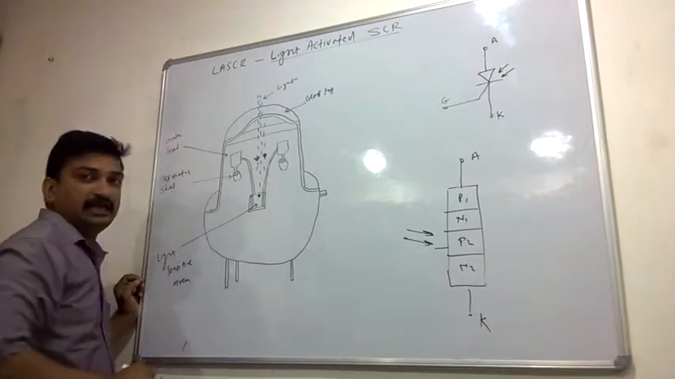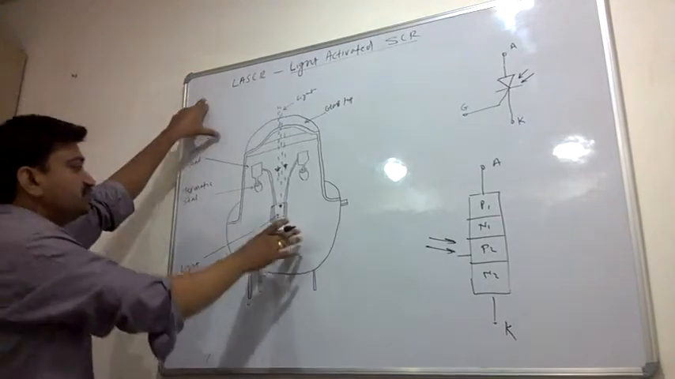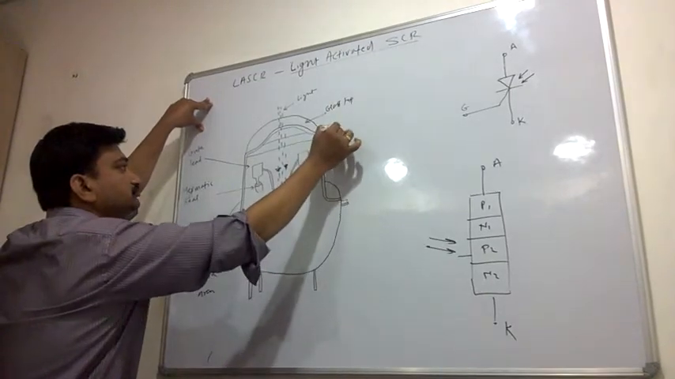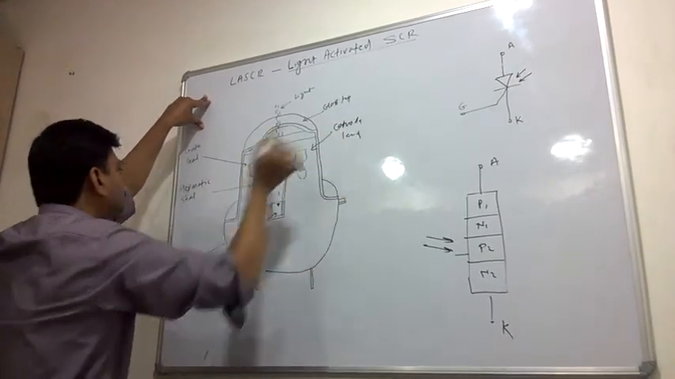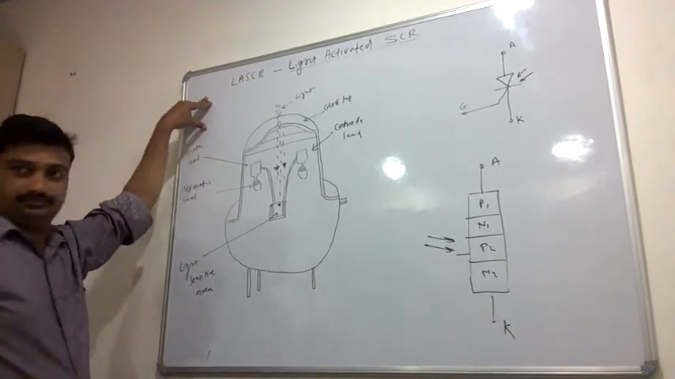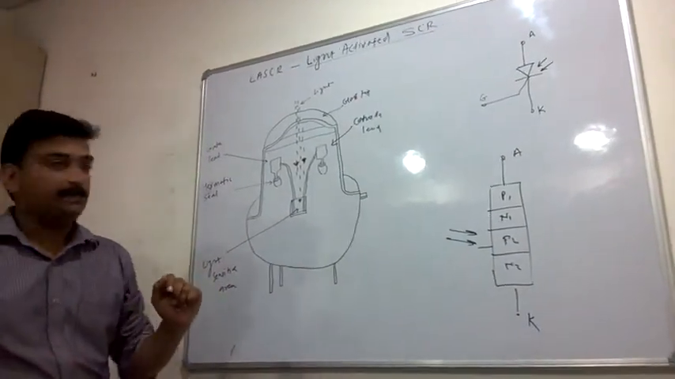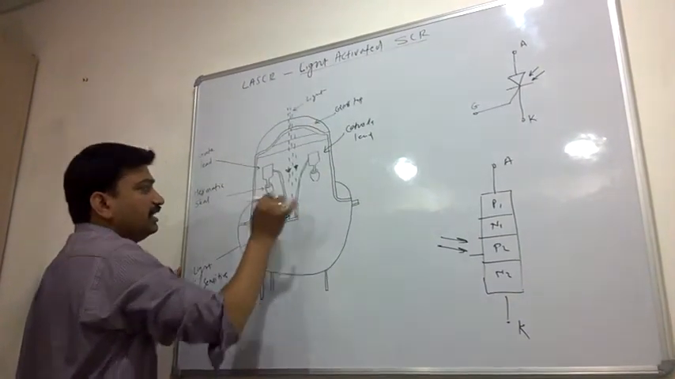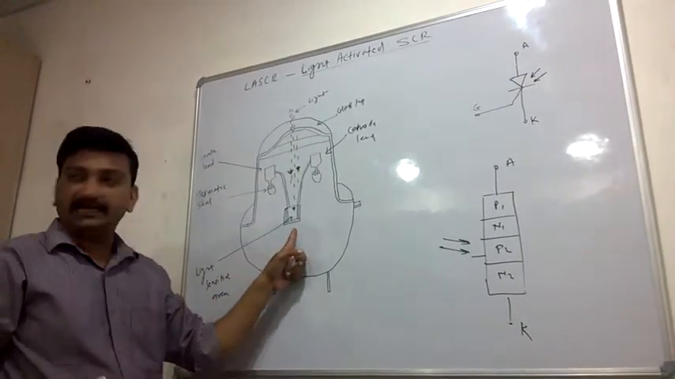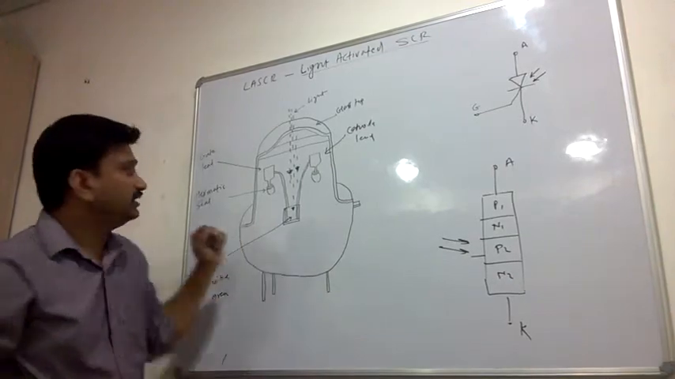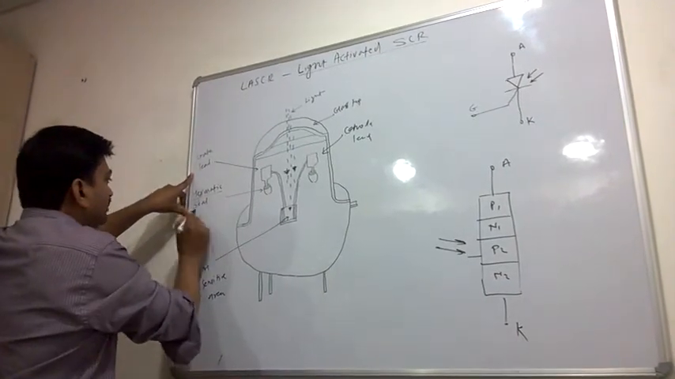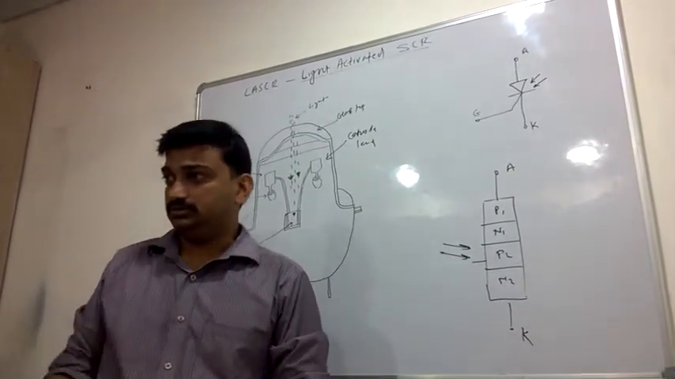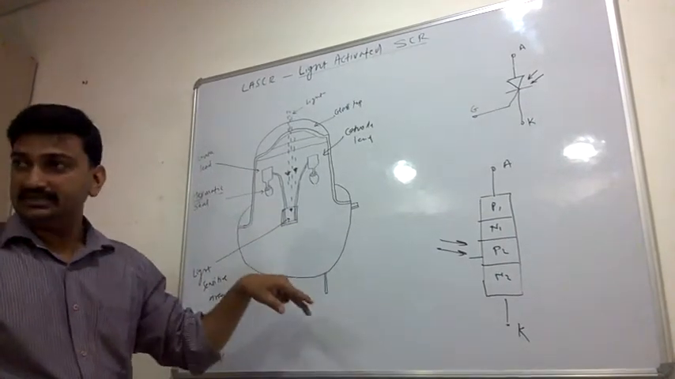This is the construction of light activated SCR, that is the last curve, which consists of a gate lead, cathode lead, and a light sensitive area. This is the light sensitive area, where the light is fallen or the light is given to this area. According to the intensity of light, this area is activated and it provides the energy or the current to the gate terminal. Gate lead and hermetic seal. Hermetic seal means it is an airtight seal, means air is not possible to leak or move from inside to outside and outside to inside.